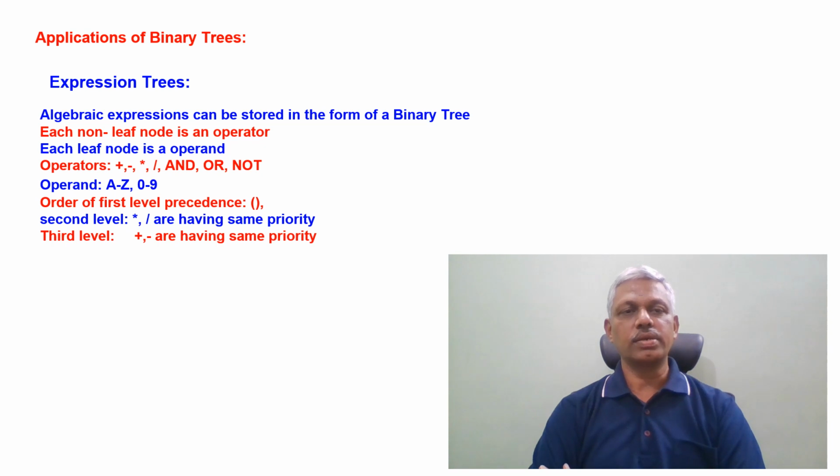One of the applications of binary trees is representation of mathematical expressions in the form of a binary tree. To represent this, each leaf node can be taken as an operand and each non-leaf node as an operator. Again, we will follow the precedence among the operators. The standard precedence order applies: brackets first, then division and multiplication are the next priority, followed by addition and subtraction. We'll follow this to represent the expression.